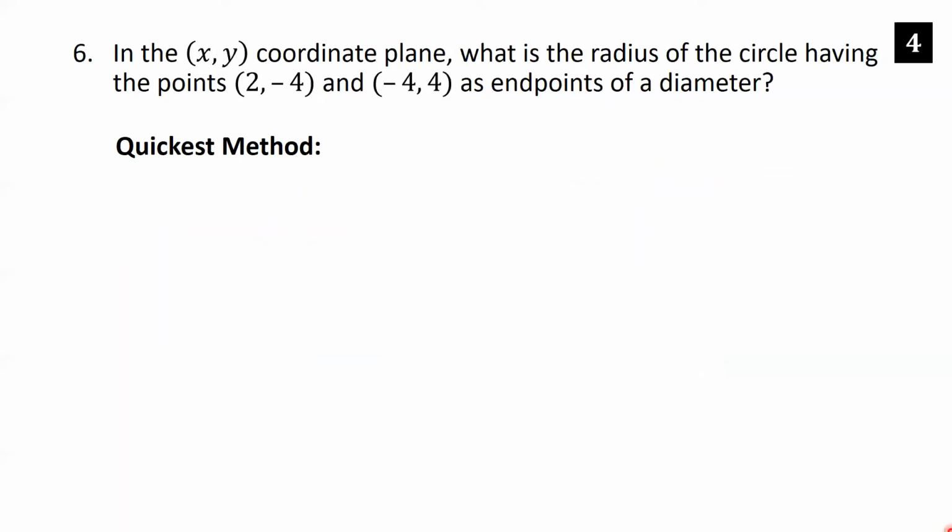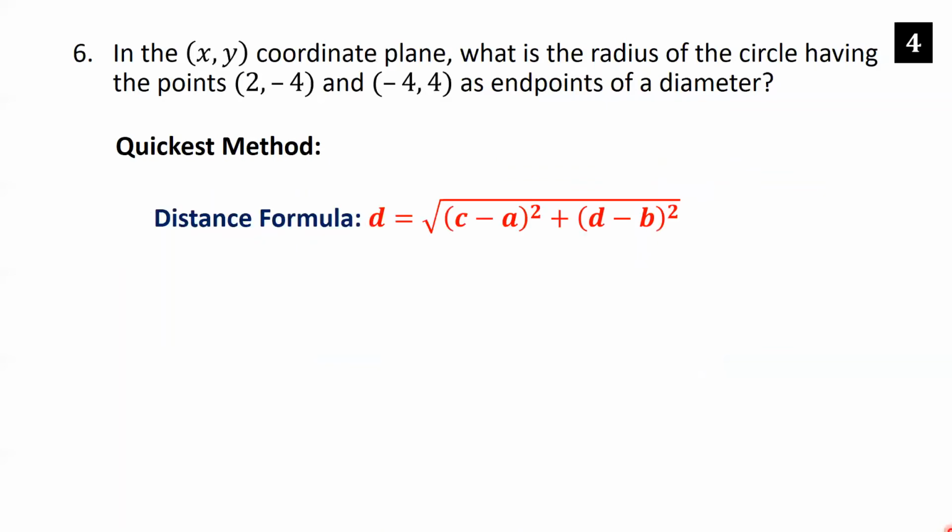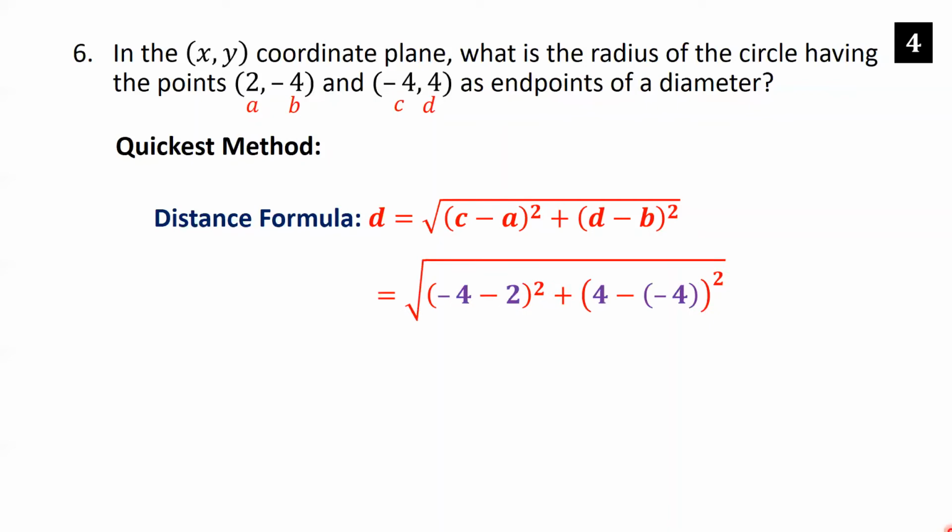And one more method, the quickest one. If you happen to know the distance formula, then we can just go ahead and plug all the numbers given there into the distance formula, right? So using the distance formula, d is the square root of c minus a squared plus d minus b squared, where we have the points a, b, and c, d. So a is 2, b is -4, c is -4, d is 4. We can go ahead and plug those numbers in, right? So we have -4 minus 2 squared plus 4 minus -4 squared.